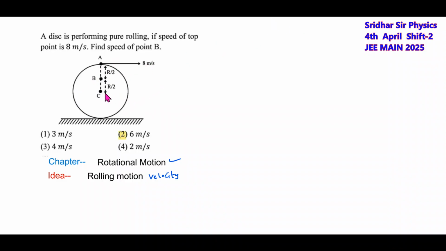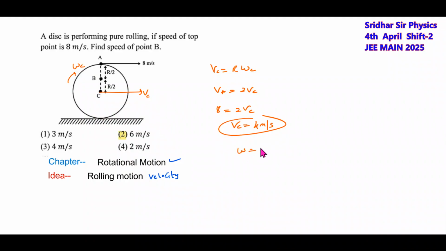Then we know from the pure rolling concept, it will have the velocity of the center of mass and angular velocity. The radius is r. For pure rolling, Vc equals r omega. Then the velocity of the topmost point is 2Vc, so 8 equals 2Vc. The velocity of the center of mass will be 4 meters per second. Then the angular velocity is Vc by r, 4 by r.